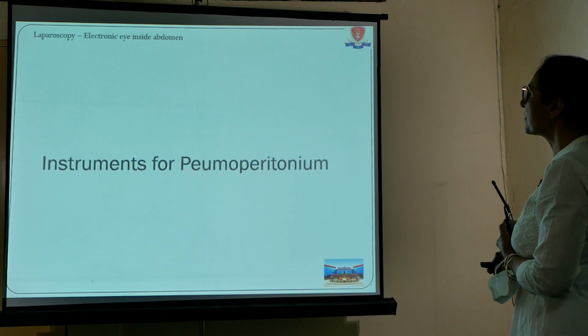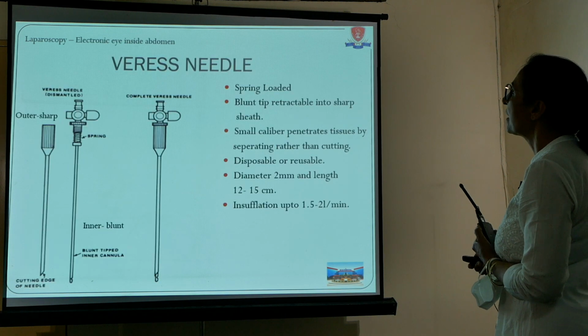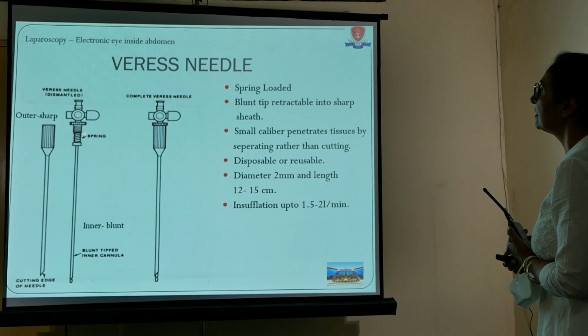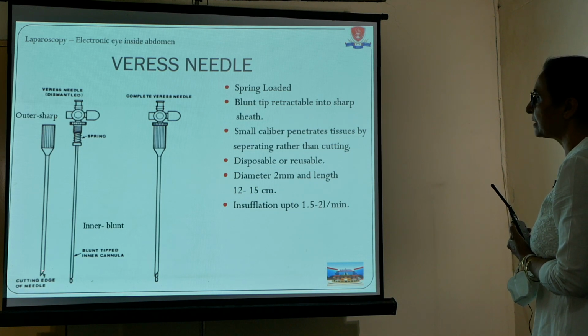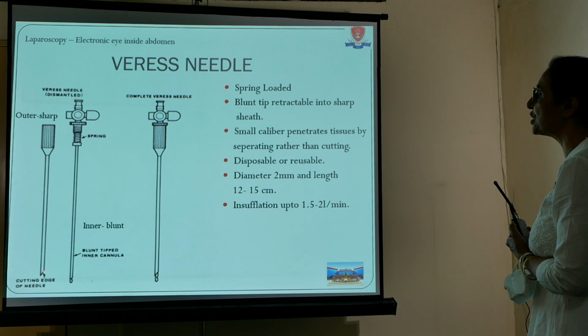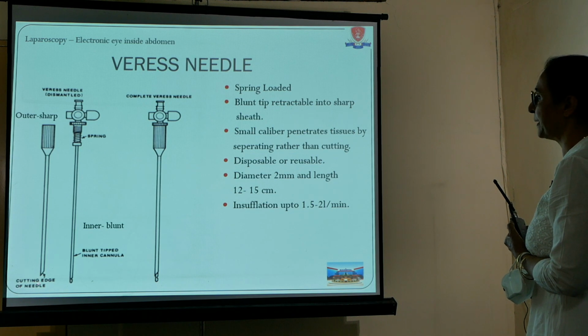Then instruments for the pneumoperitoneum. This is the VERESS needle. This is the outer sharp edge. It acts just like a knife. It has sharp edges that cut the skin and sheath till it reaches the peritoneum.